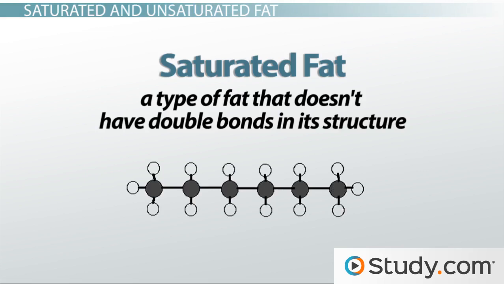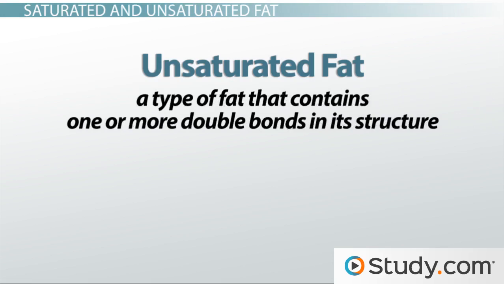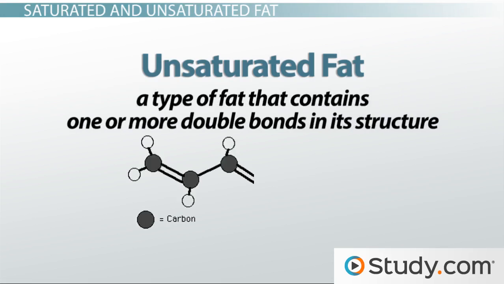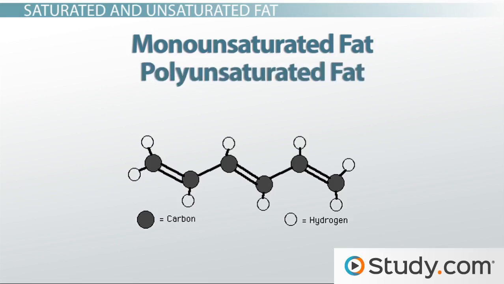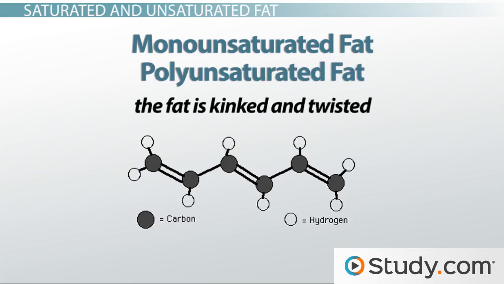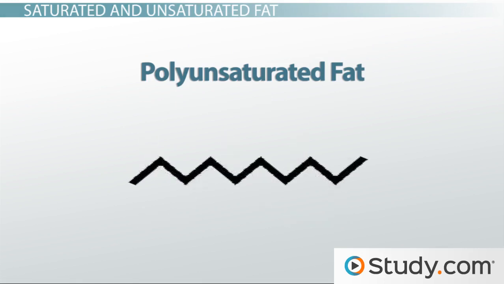This is in contrast to unsaturated fat, a type of fat that contains one or more double bonds in its structure. When there's only one double bond, it's termed a monounsaturated fat. When there's more than one twist or kink, then it's a polyunsaturated fat. In either case, owing to these chemical double bonds, the fat is kinked and twisted and turns every which way. Polyunsaturated fats just have a lot more twists and turns than a monounsaturated fat. It's like a line that zigzags all over the place nonstop.